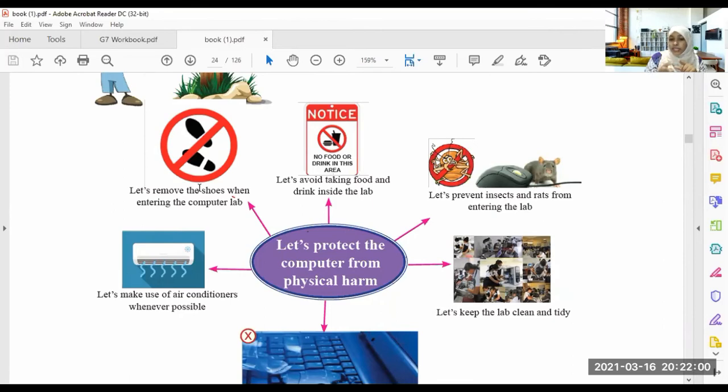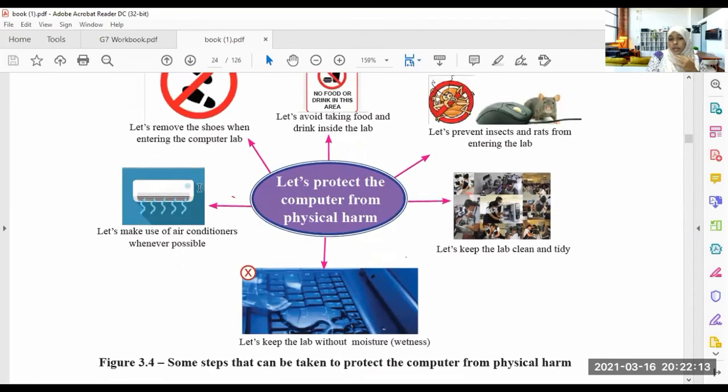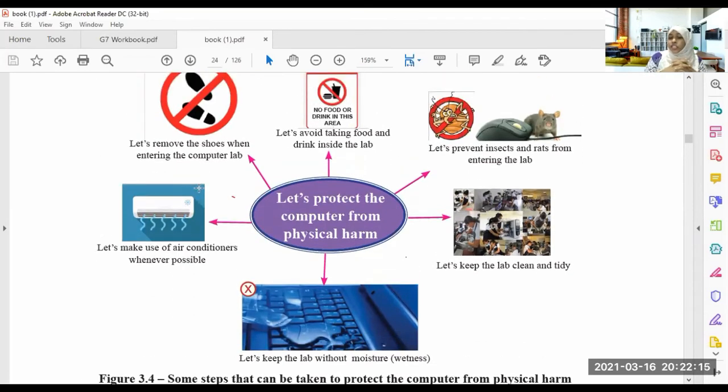Next one, let's keep the lab clean and tidy. Every day, you should sweep your computer laboratory and keep it clean and tidy. Next, let's keep the lab free of moisture. Moisture means wetness. For example, sometimes if it rains, your computer lab can get wet, right? So you should fix all the things to keep water from coming inside the computer laboratory.